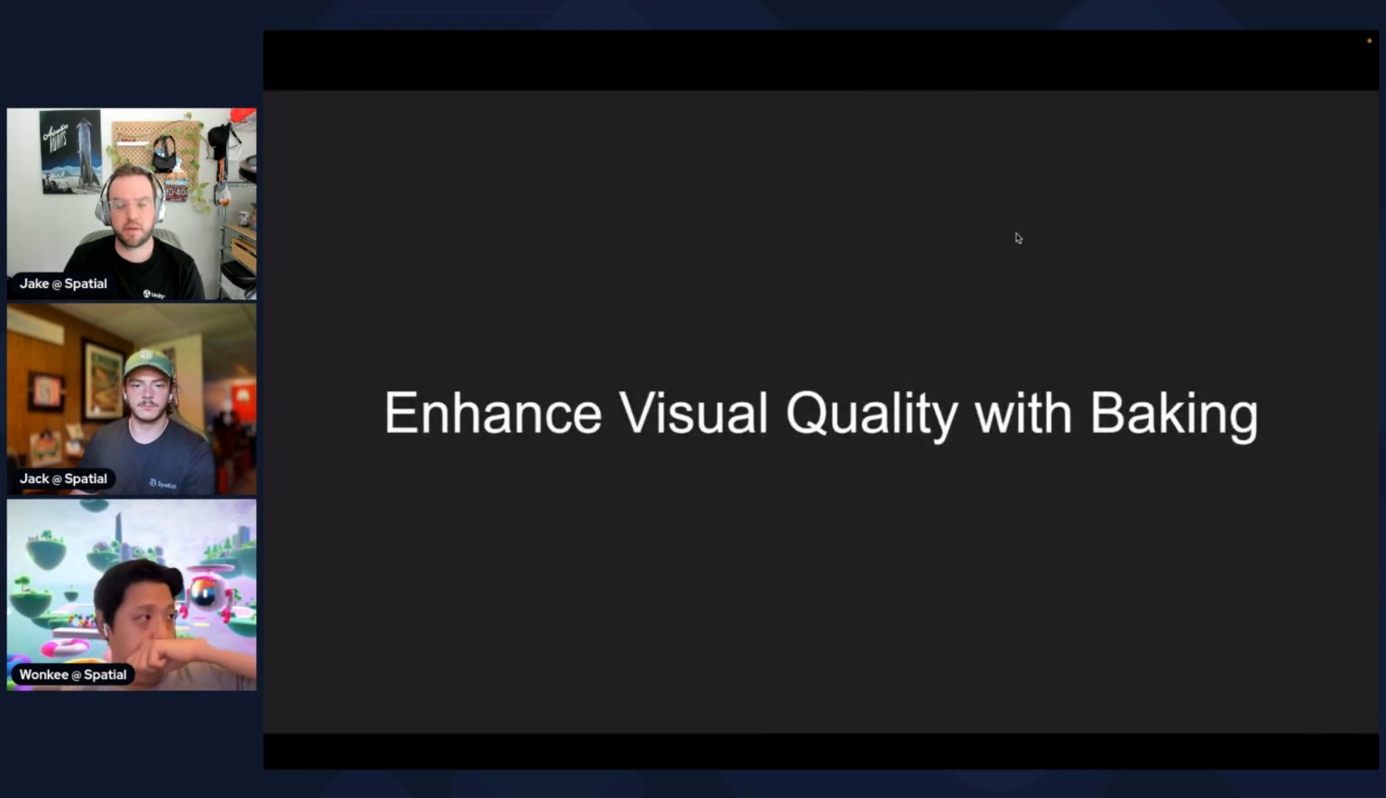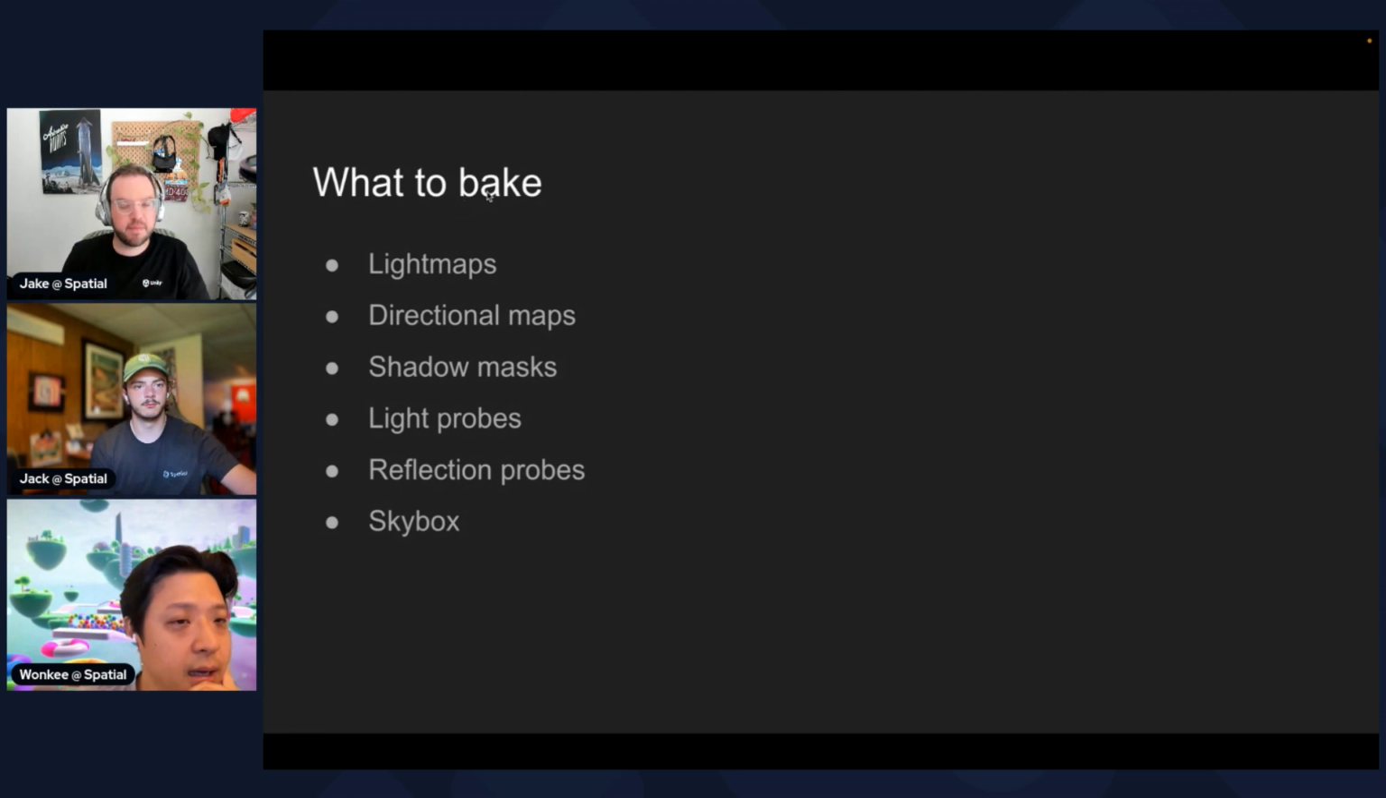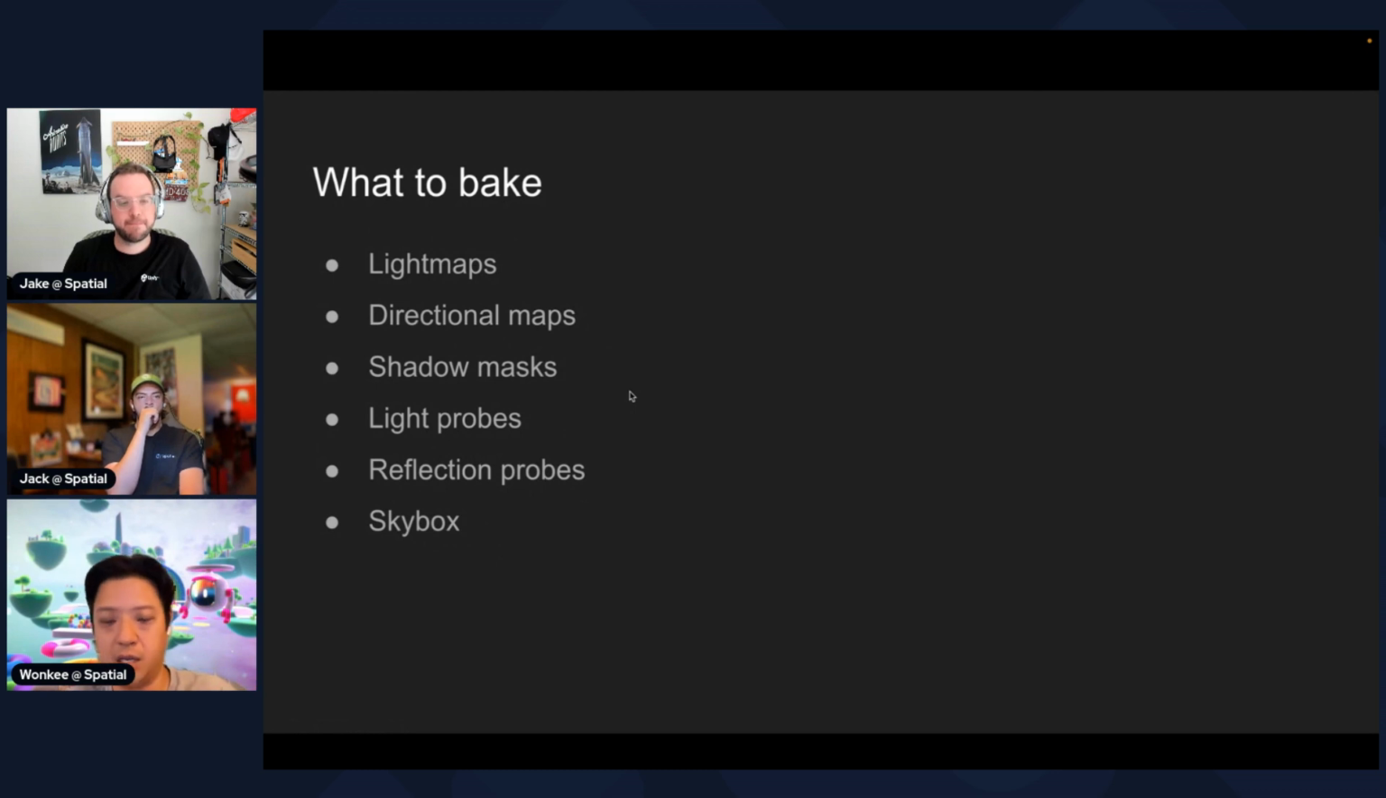But the key thing of optimization is baking everything, like baking meshes or baking lighting into textures, or baking everything into textures or any cache memory, so you can reduce all the complex calculations. So the key thing is baking stuff, but the question might be what to bake and how to bake. For the lighting, we have things like light maps, directional maps, shadow mask, light probes, reflection probes, and skybox. These are what we can bake into textures, so Unity won't do very complex calculations when rendering.